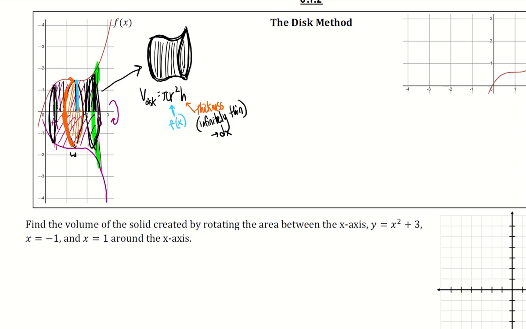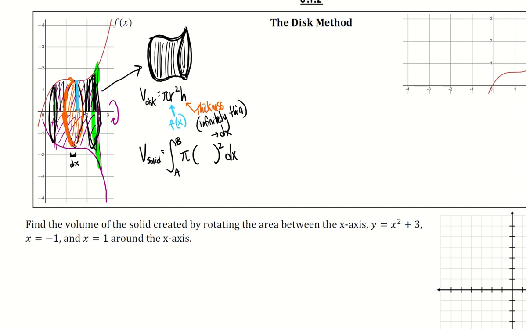The thickness of that disc is going to be infinitely small, because we're adding up an infinite number of them. So the volume of the solid, the whole thing, is going to be adding up an infinite number of these discs. Just recall in calculus, how do we add up an infinite number of things that are infinitely thin? We use an integral. So it's going to be the integral from whatever my bounds are, from a to b, of pi r squared h. The h is the thickness, and that's a dx.